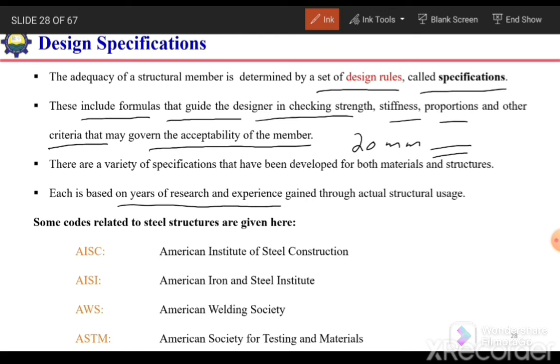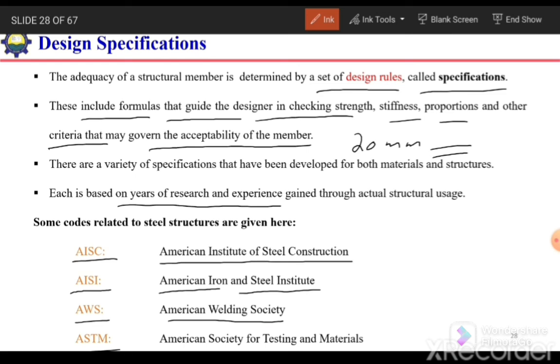Some of the specifications related to steel structures are given here. For example, AISC, American Institute of Steel Construction, AISI, American Iron and Steel Institute, AWS, American Welding Society, ASTM, American Society for Testing and Materials.